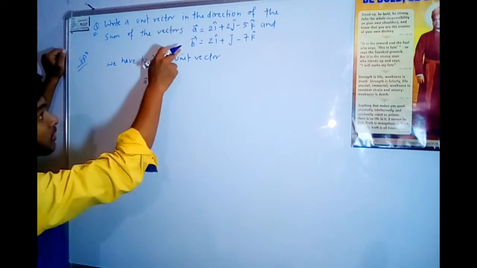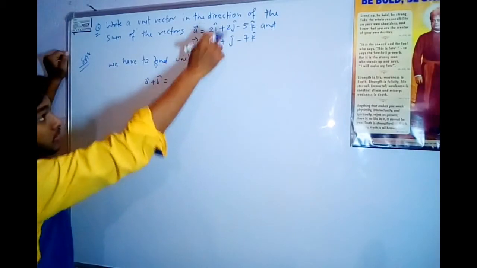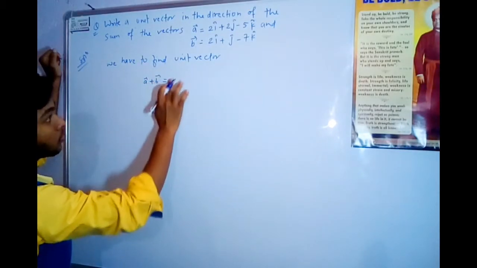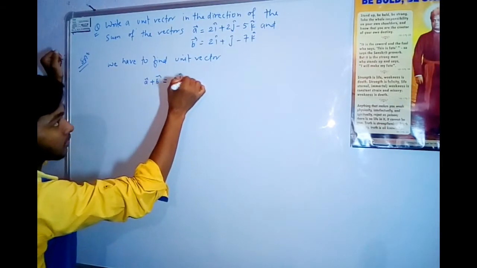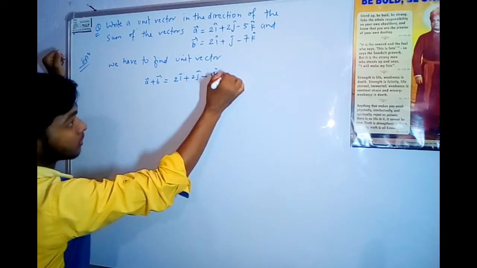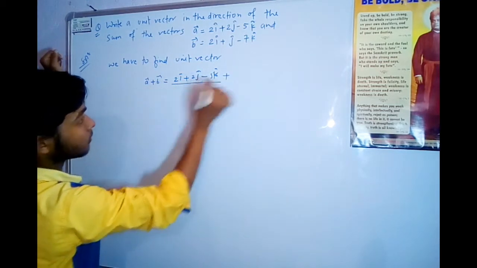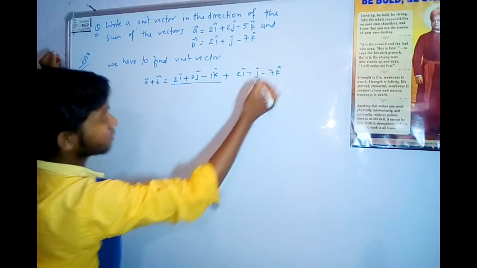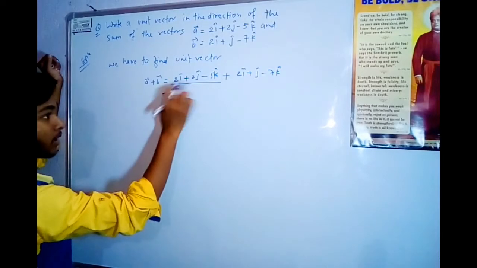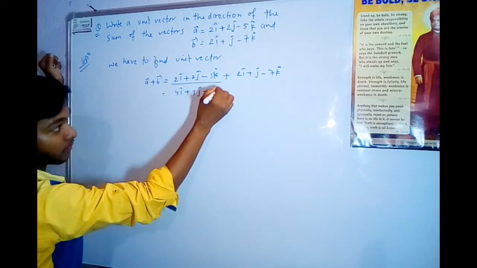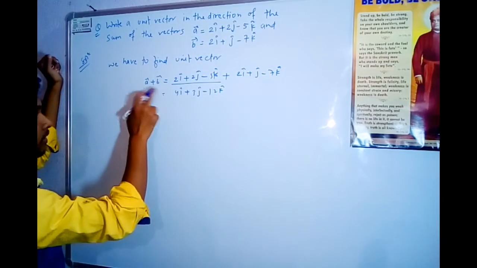How to add two vectors: I is added to I, J is added to J, and K to K. So first we write it, and it will be easy for you to understand. This is for A, and for B, 2i plus j minus 7k. Now I is added to I, so 4i plus 3j minus 12k. This is the addition of A and B.